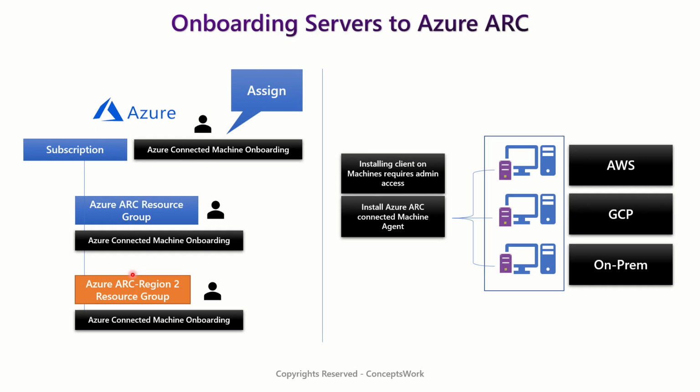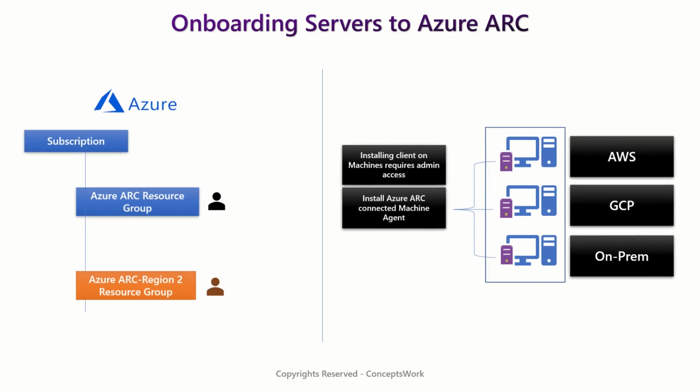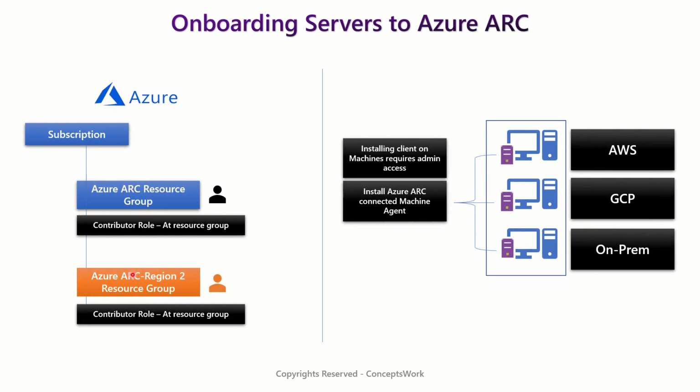Okay, so in these kinds of scenarios, let's say hypothetically you have a requirement wherein you have multiple individuals onboarding machines to different resource groups. What you can do is assign a contributor role at the resource group level for both individuals. So in this case, user 1 will not be able to onboard machines to resource group 2, which is Azure ARC region 2 hypothetically. Similarly, this particular user will not be able to onboard machines to the first resource group.